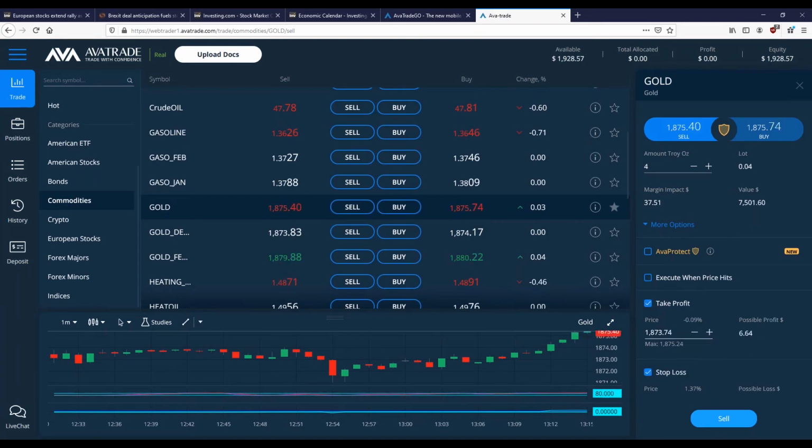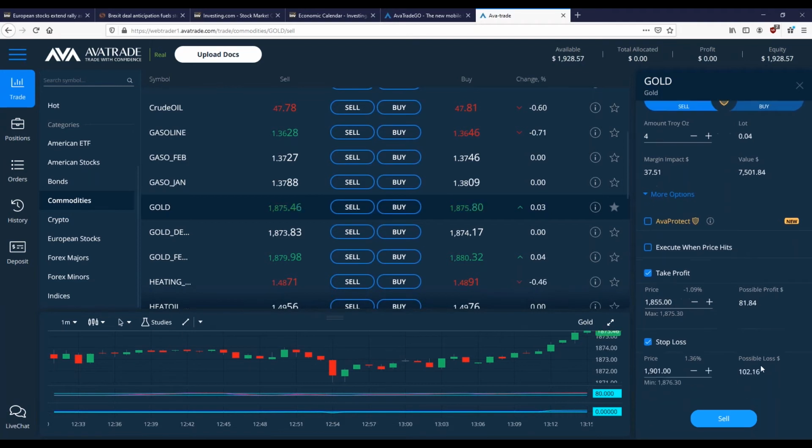Now I put in my take profit. Maybe I think it's going to drop to 1850. So if I think it could drop to 1850 or maybe 1855, now I say, okay, potential profit 81, potential loss 102. Okay, almost a 1-to-1 ratio. Maybe I say, you know what, I want to go after more. I want to have potential profit greater.